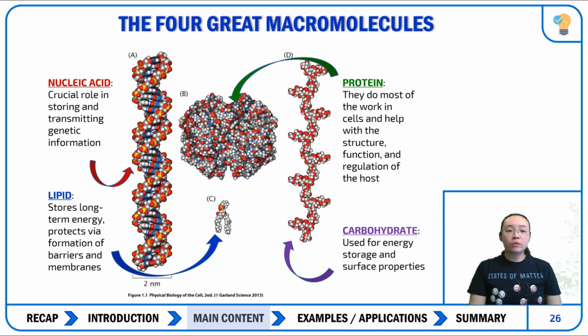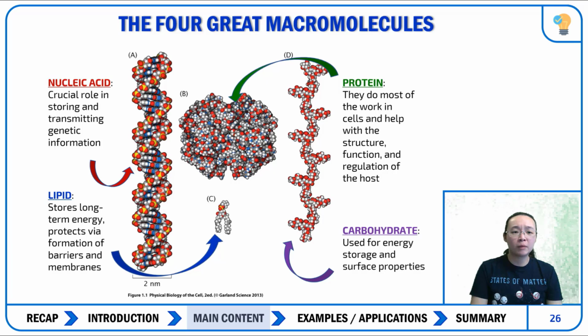So here's just a brief overview of the 4 great macromolecules. I don't want to go into too much detail with them because we'll be focusing on each one throughout the whole course. Over here we have nucleic acids. They play a crucial role in storing and transmitting genetic information. You also have lipids. They store long-term energy and protect via the formation of barriers and membranes. You have proteins. They do most of the work in the cells and help with cell structure, function, and the regulation of the host. Then you have carbohydrates, which are used for energy, storage, and surface properties.